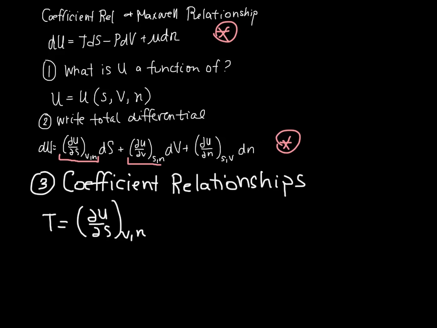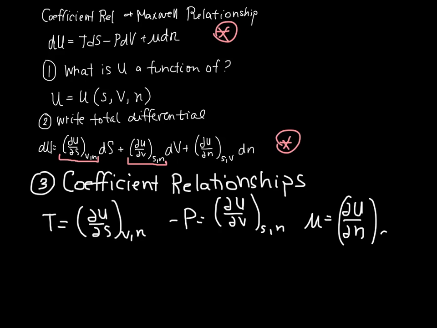We can compare the two starred equations again to see that this stuff here is equal to negative P. So negative P is ∂U/∂V at constant S and N. And finally that μ is equal to ∂U/∂N at constant S and V. So if we're looking to understand what chemical potential is, this is one of the definitions. It's how the internal energy of the system changes as we add more stuff.